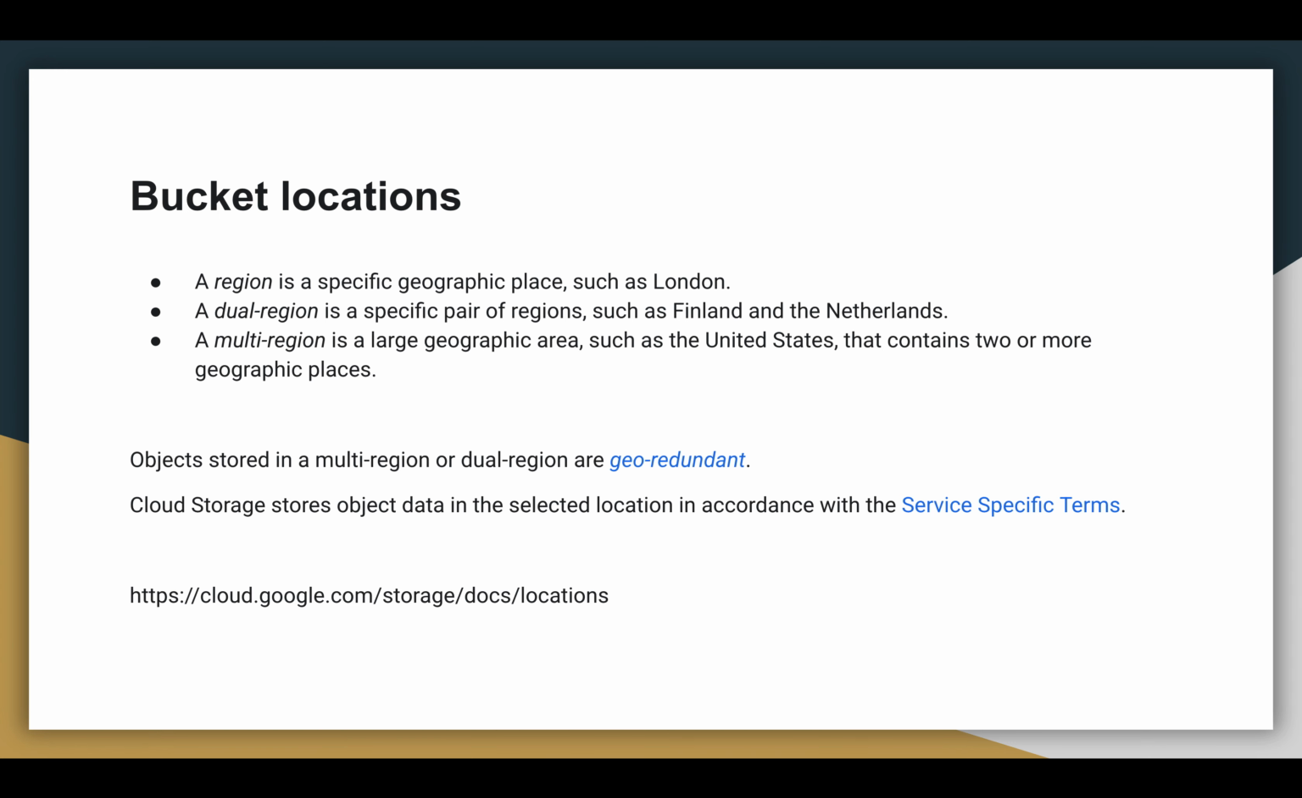A region is a specific geographic place such as London, and a dual region is a specific pair of regions such as Finland and the Netherlands. The third one is a multi-region, which is a large geographic area such as the United States that contains two or more geographic places. Objects stored in a multi-region or dual region are geo-redundant. Cloud Storage stores object data in the selected locations in accordance with the service specific terms.